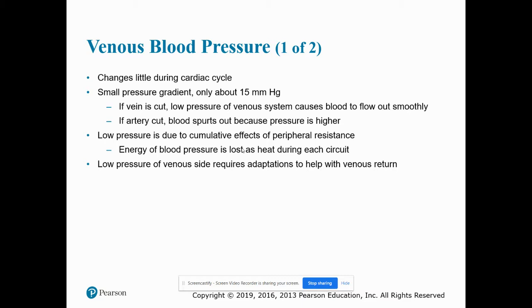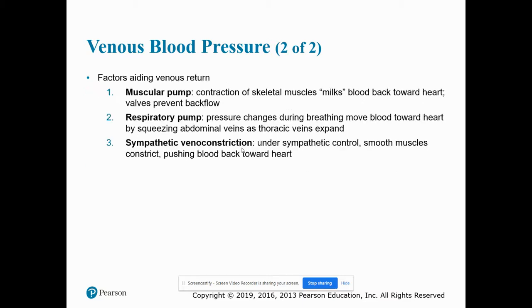The low pressure is due to the cumulative effects of peripheral resistance. This is what I was referring to earlier about it losing heat. As the blood flows through the blood vessels, it encounters friction, and as it encounters friction, energy is lost as heat, so blood pressure goes down. Low pressure on the venous side requires adaptations to help with venous return.